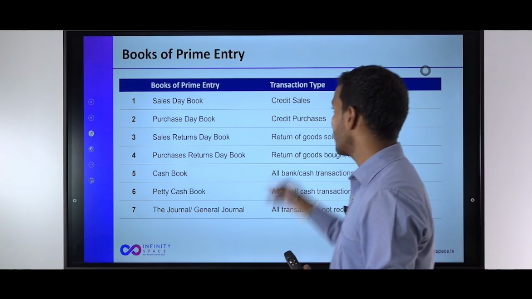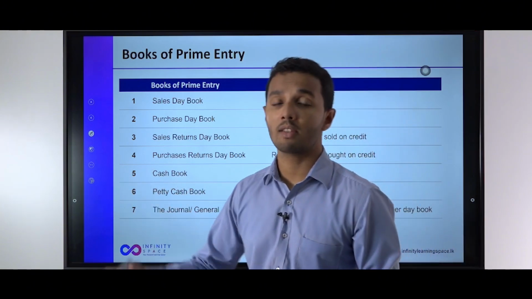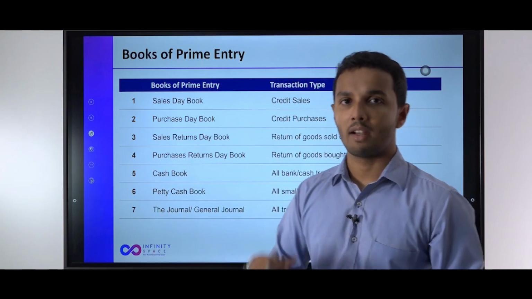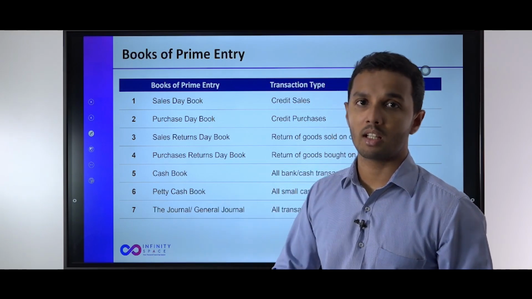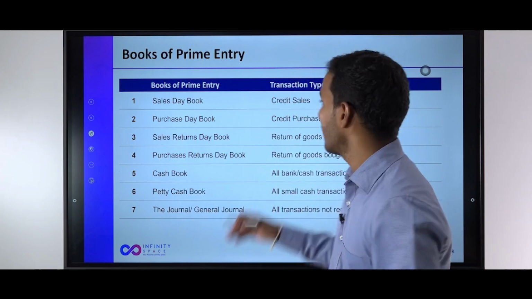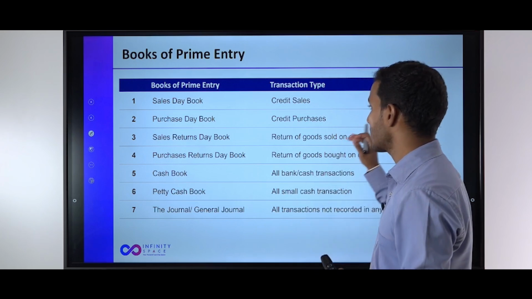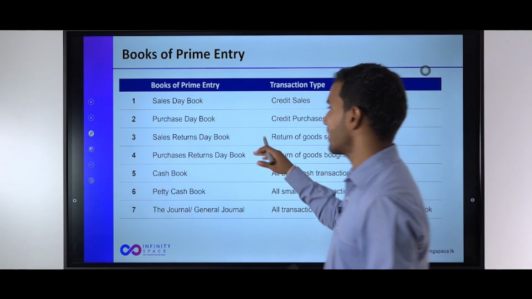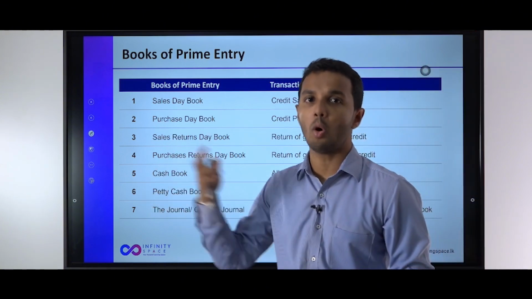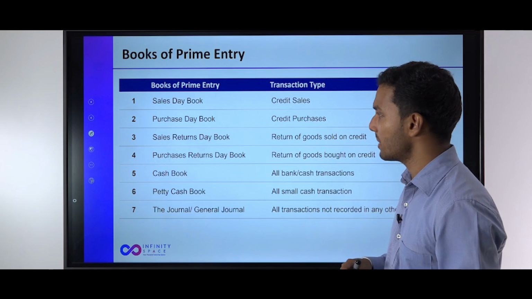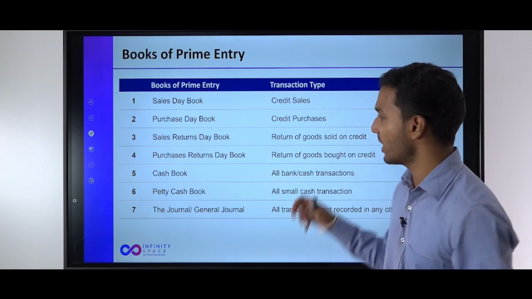In the purchase day book, credit purchases are recorded. When the business buys inventory, goods that the business buys with the intention of selling to customers, and when those goods are purchased on credit, meaning payment is not done immediately but the business promises to pay in the future, they will be recorded in the purchase day book. Then sales return day book, this is when customers return goods sold on credit. Purchase return day book, return of goods bought on credit. So when the business itself wants to return goods that it bought on credit, they will be recorded in the purchase return day book. Cash book, all cash payments and receipts will be recorded in the cash book.